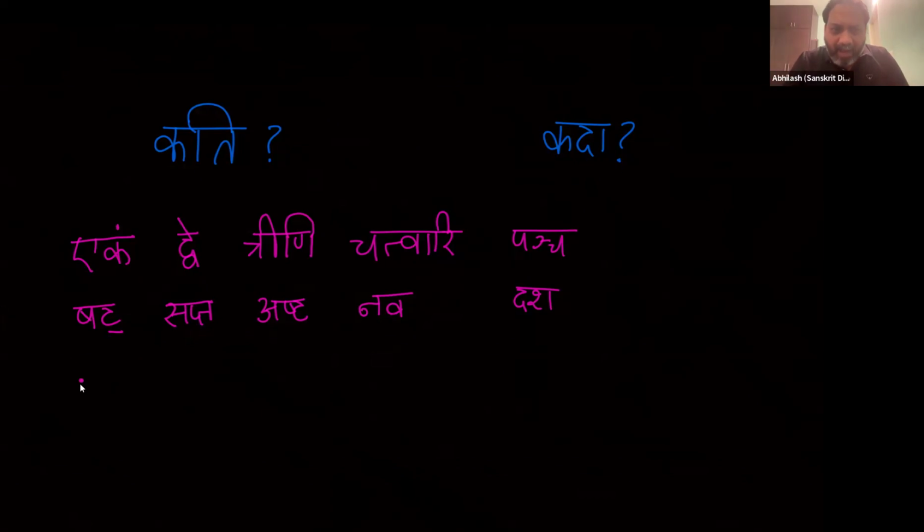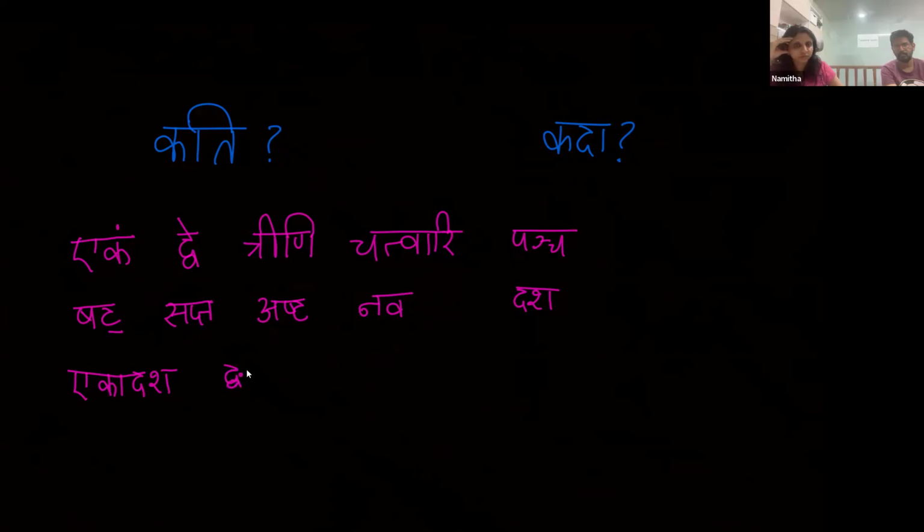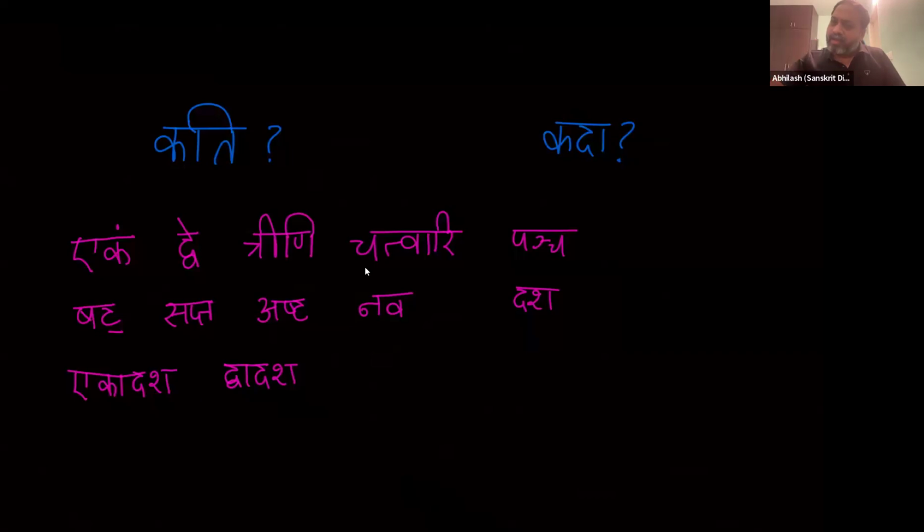I want to add a couple more here, and then we'll start talking. Ekadasha. Ekadasha means 11. This is Dwadasha. Okay. These are the numbers.